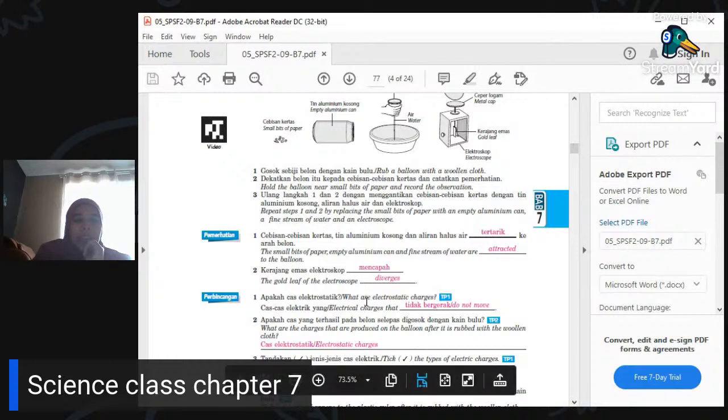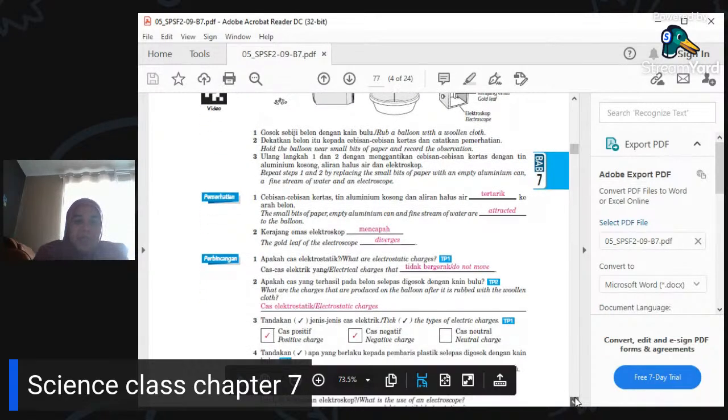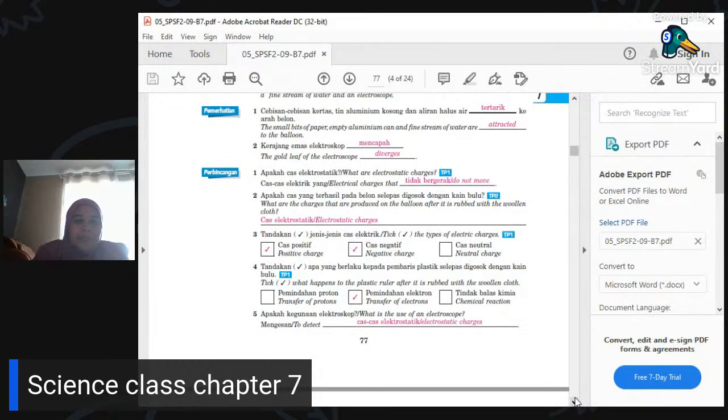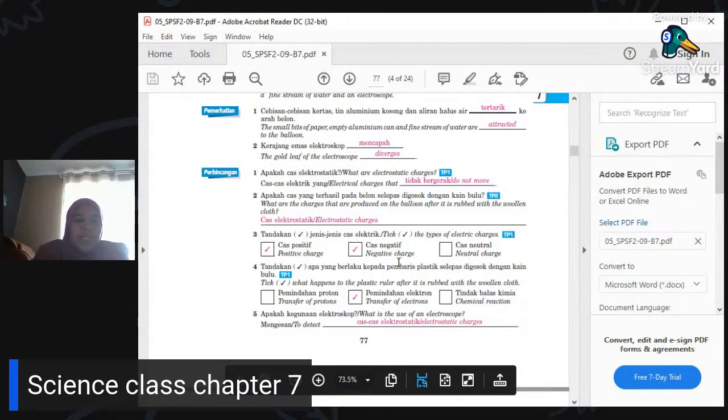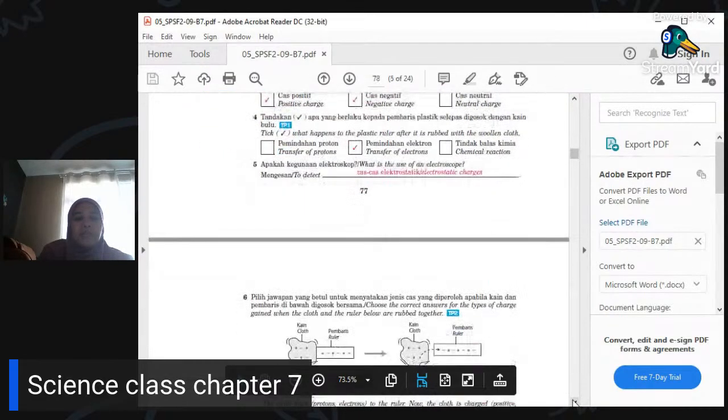So what are electrostatic charges? Electrostatic charges do not move. What are the charges that are produced on the balloon after it is rubbed with the woolen cloth? Charges produced by the balloon are electrostatic charges. Types of electric charges are positive charge and negative charge. Tick what happened to the plastic ruler after it is rubbed with the woolen cloth. There is a transfer of electrons. Number 5, what is the use of an electroscope? To detect the electrostatic charges. Okay, example.